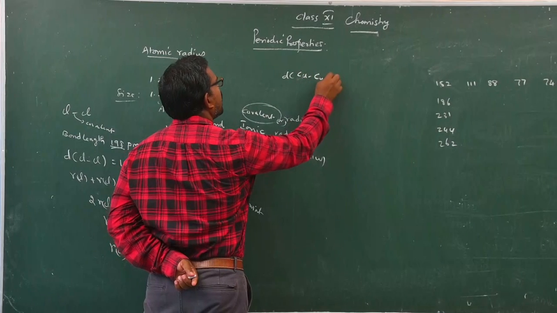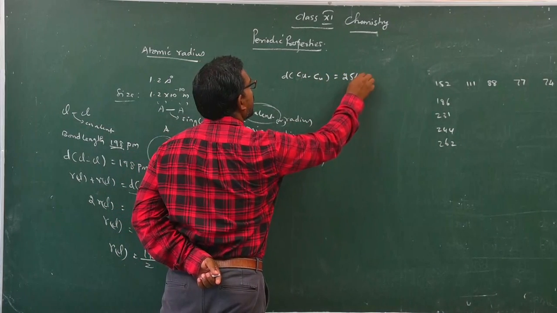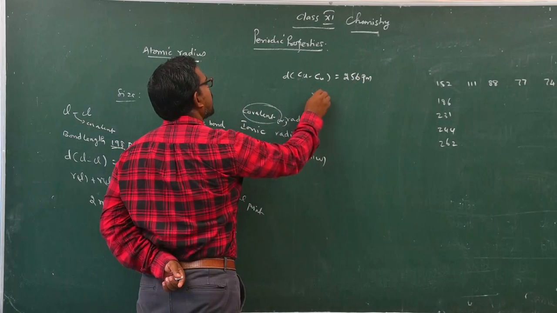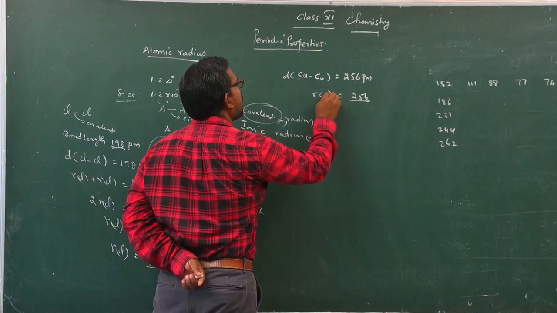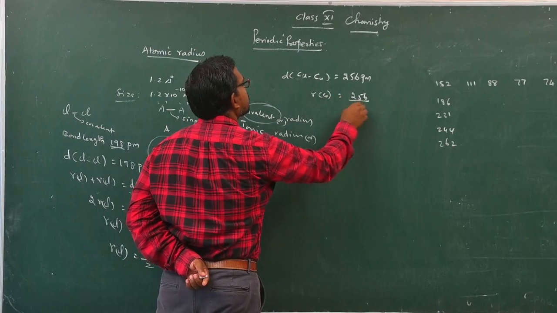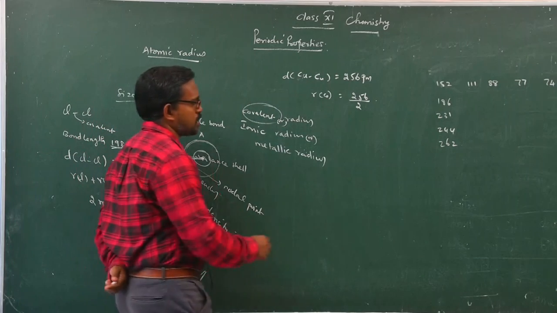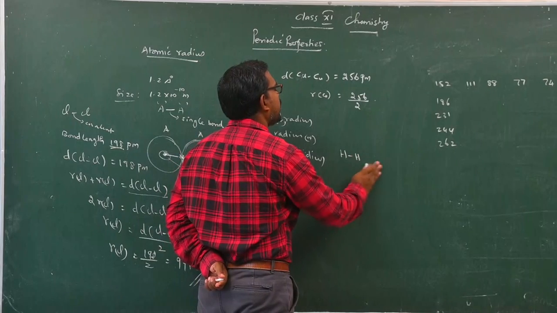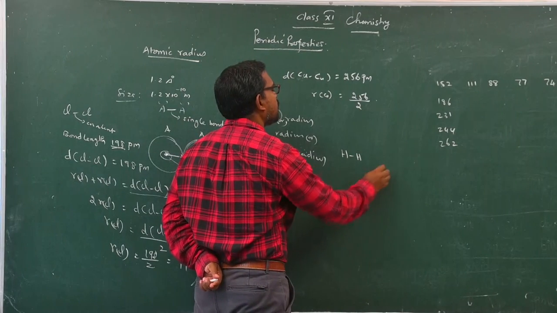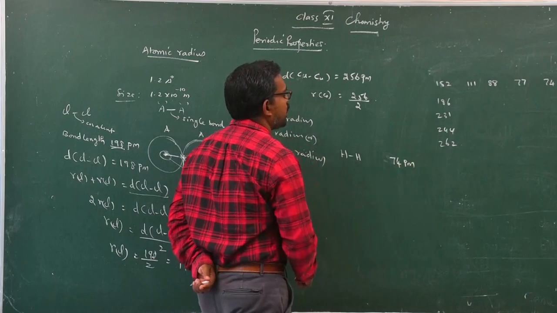Copper single bond is equal to 256 picometer. From this we can calculate the radii of copper. You must remember certain non-metals. For example, the radii of hydrogen single bond is 74 picometer.